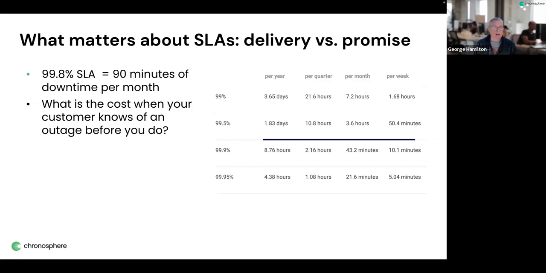And it's also, like, what is the cost when your customers find out about an outage before you do? Your customer should not be calling you and telling you about an outage. You should be able to know that before it happens.